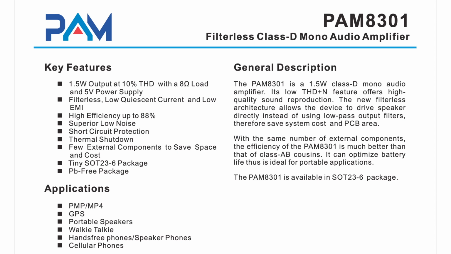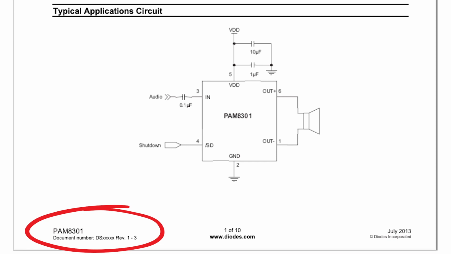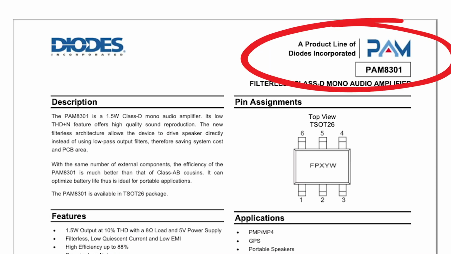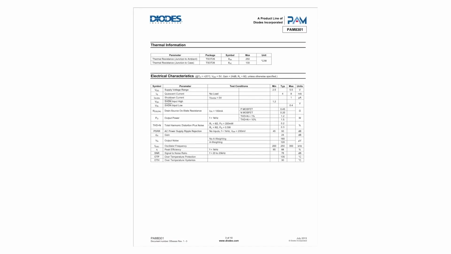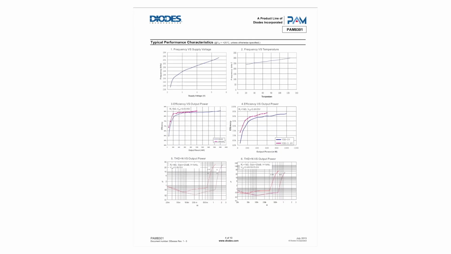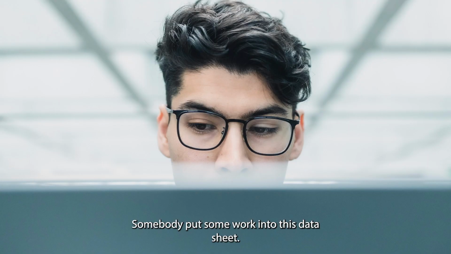The last copy of the datasheet I can find with the PAM brand on it is marked revision 1.2 and is dated September 2008. The revision 1.3, which we are using in this episode, is branded Diodes Incorporated, and while much of the drawings and the text are similar, this datasheet is not an identical copy of the old datasheet with new branding on it. Somebody put some work into this datasheet.